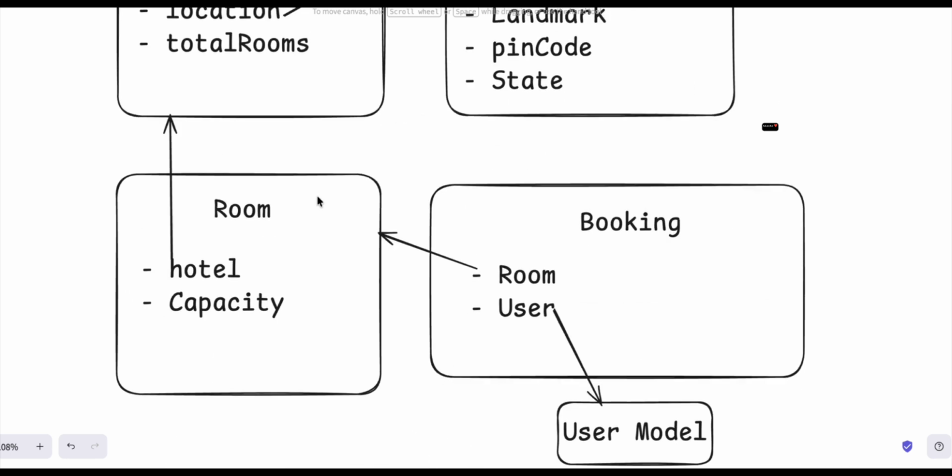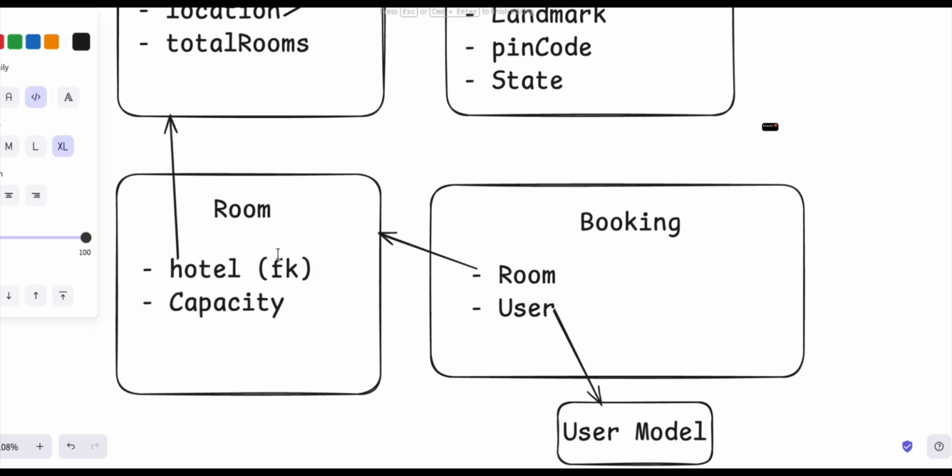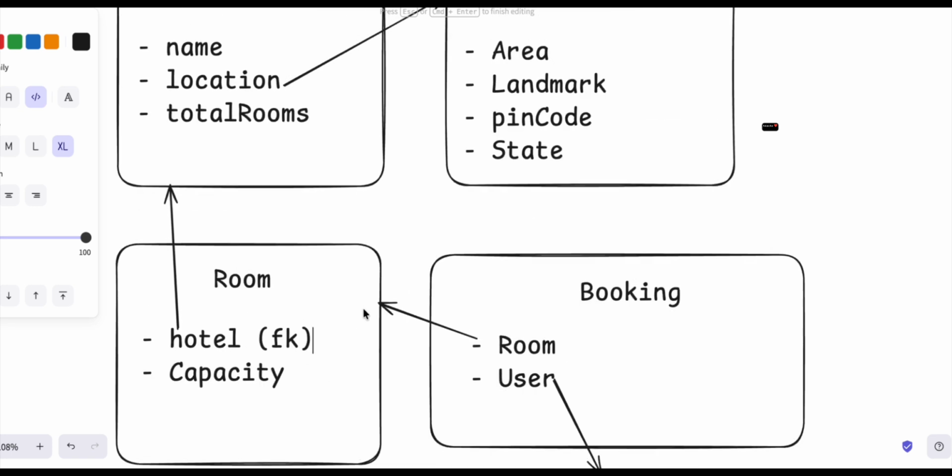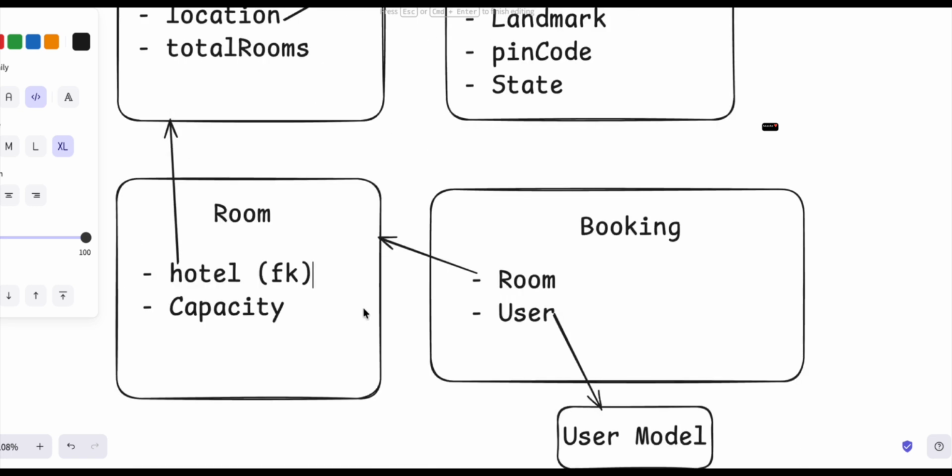And after that, our third model is room. A room will be attached to a hotel. In a hotel there may be multiple rooms, so that's why this is also a foreign key relation. And then this room will contain a capacity, like how many people could be accommodated in this room. This also we need to add in this model. For now you just have to see what kind of fields we have in these models. Once we create the models, you will also get clarity.